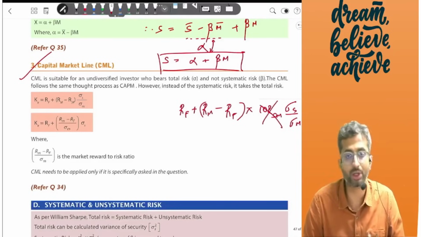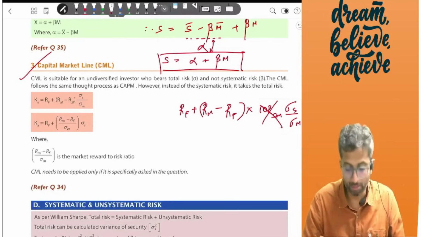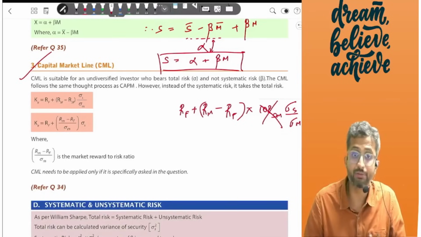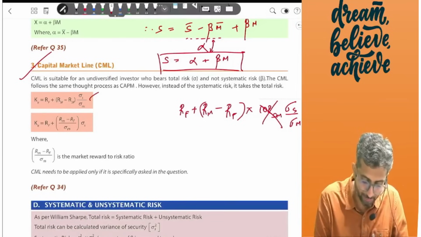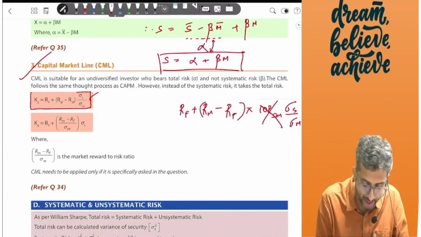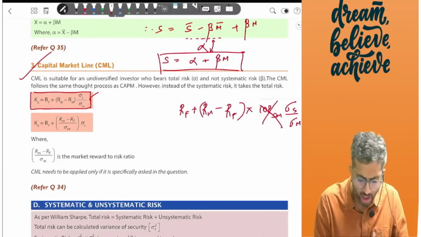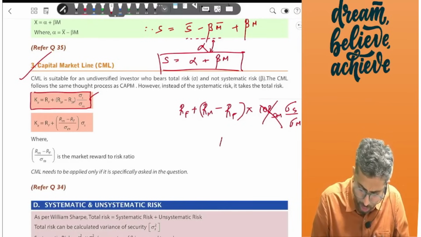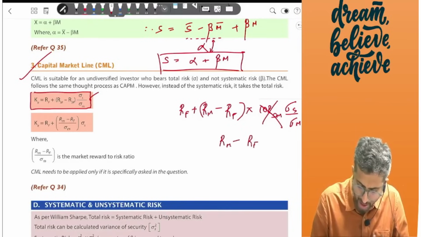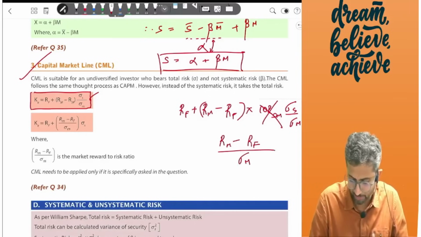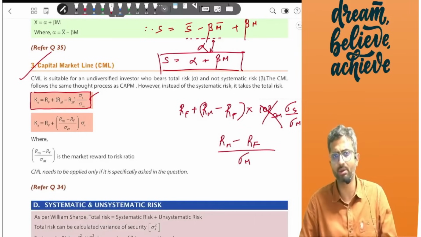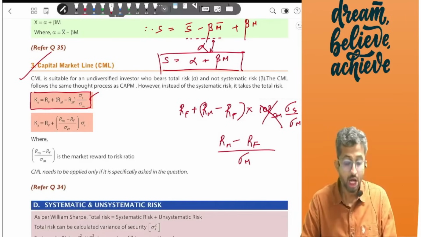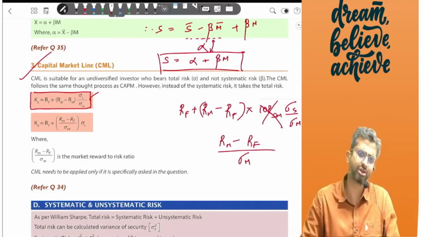Now I am not treating systematic risk to be a true measure of risk, and hence for me my formula will be basically RF plus RM minus RF into standard deviation S upon standard deviation M, and this would be called as the capital market line. Over here, in this case, the constant terms would be RM minus RF upon standard deviation M. This is called as the reward to risk ratio of the market. In the numerator, that is the reward of the market. In the denominator, there is the risk of the market. This is also called as the slope or the rate of change in the CML.